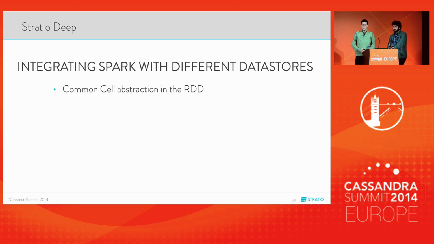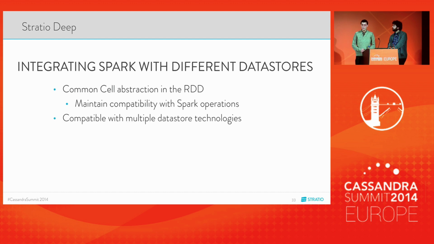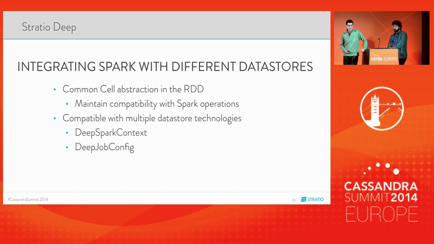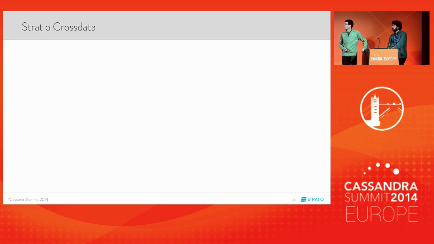It provides you with a common abstraction for RDDs, so you can also get data from other data stores. It maintains compatibility with the system's Spark operations, and it uses the classical addition of another type of Spark context and another job config. And it's compatible with the Lucene indexes that we have presented.